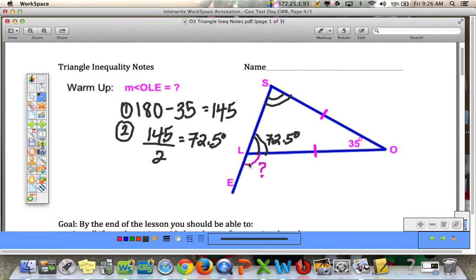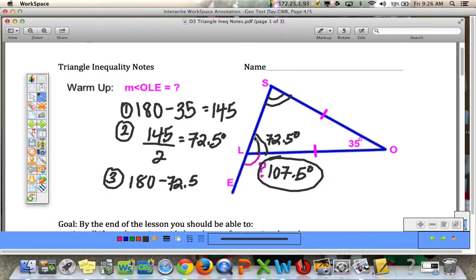And then we see that the angle in question that we want makes a straight line with this, and there's 180 degrees in a straight line. So step 3 is to take 180 minus 72.5, and we'll get the measure of angle OLE. So 180 minus 72.5 is 107.5 degrees. So we use properties of an isosceles triangle, the fact that there's 180 degrees in a triangle, and the fact that there's 180 degrees in a straight line, to find the missing angle.